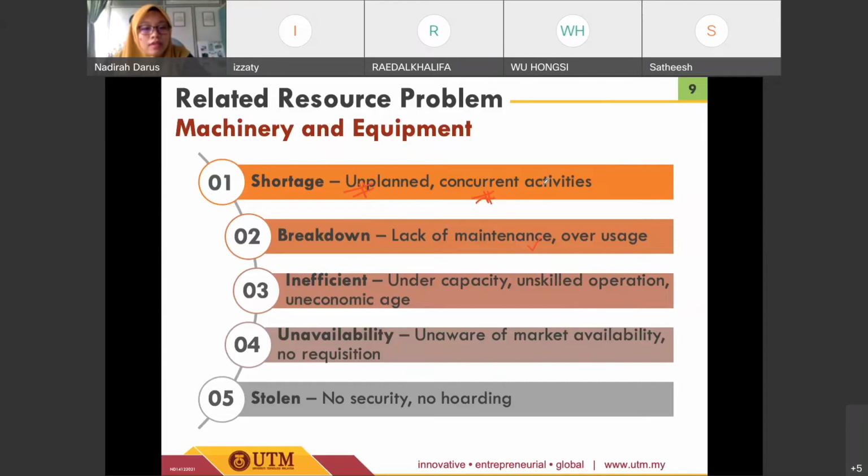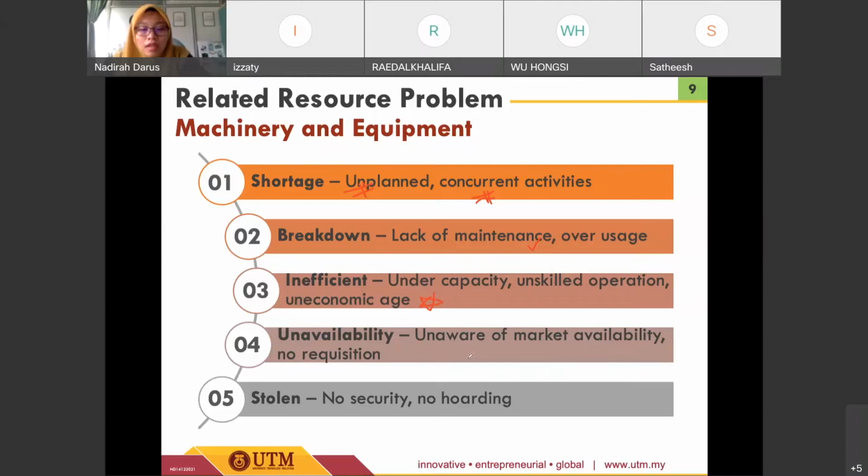The other factor is related to inefficiency, related to unskilled operation or the uneconomic age of the machinery itself, and then unavailability related to being unaware of the market availability. This is related to how we want to obtain the machinery for the specific task. We need to know the market availability and also their requisition.